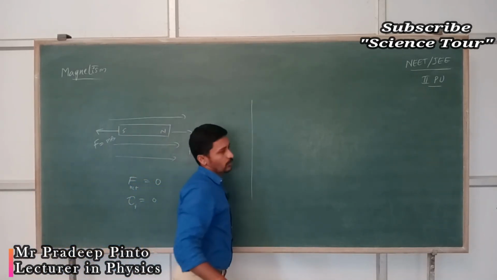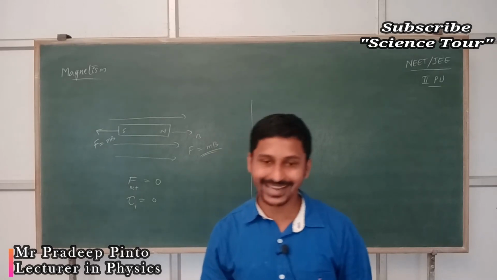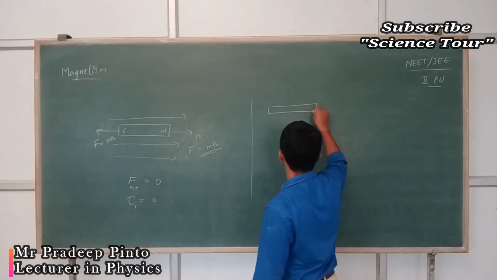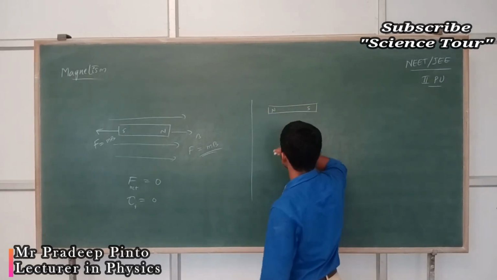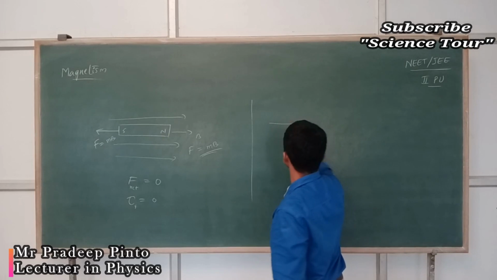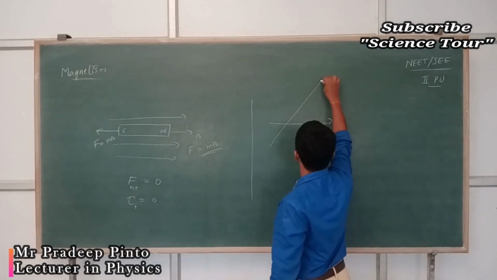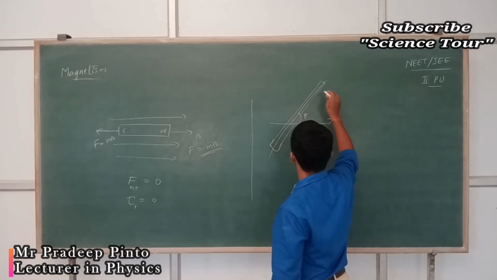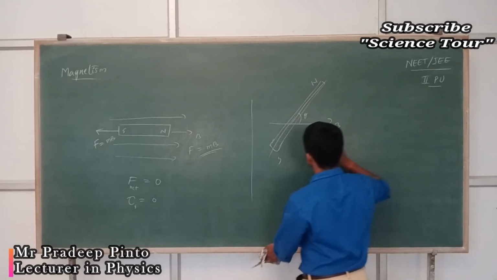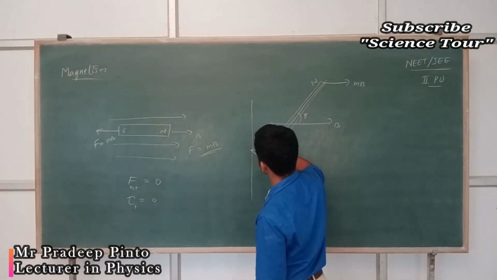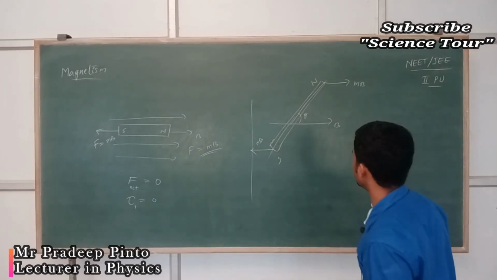But suppose you make the magnet sit at an angle to the field. The magnet we have kept, this is north and this is south, in the external magnetic field, which makes an angle theta. North means the force m into b will be in this way, and south means it is in that way.